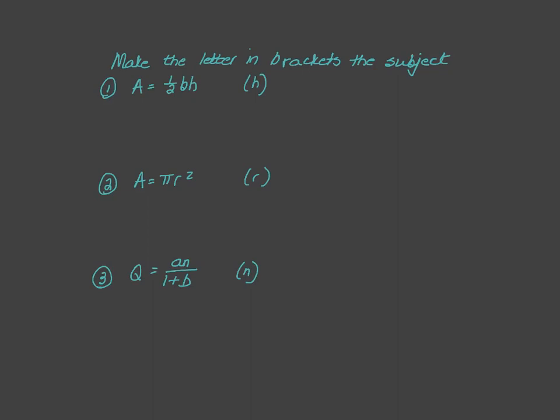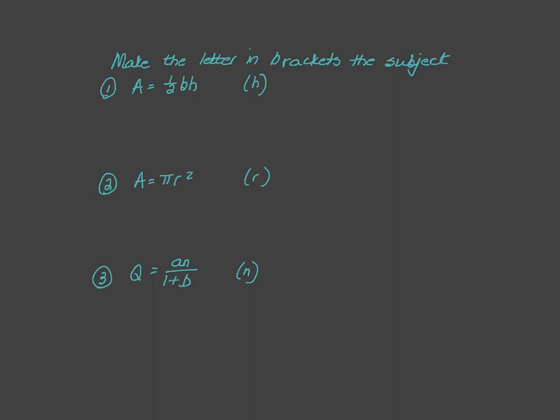The next question is phrased slightly differently, but the way you answer it is the same. It's make the letter in brackets the subject. You have A is equal to 1/2 BH. That's the area of a triangle, and you need to make H the subject. So you must solve for H. You already did this in the previous exercise, and you just didn't know that you were doing it.